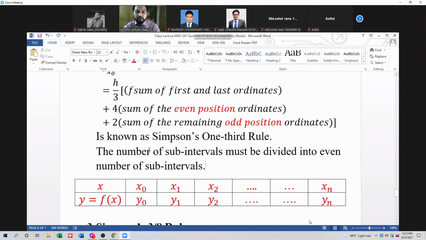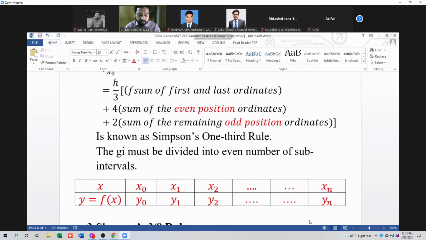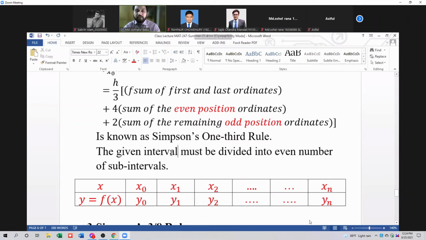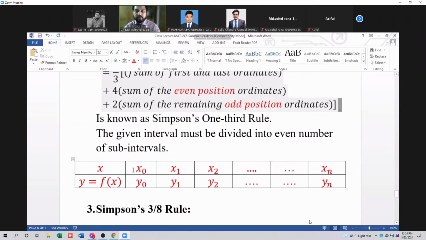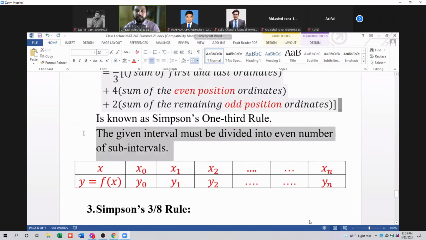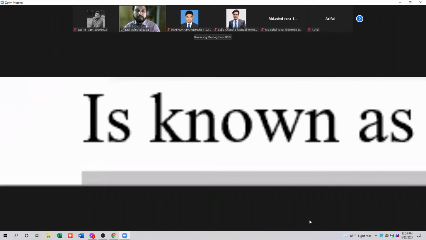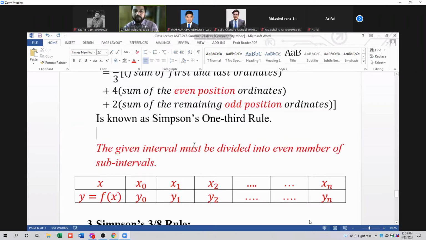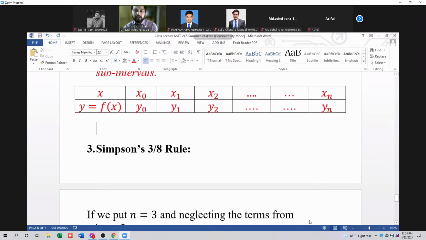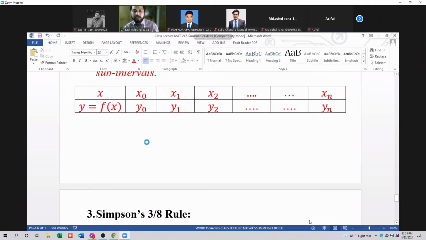Or we can write: the given interval, meaning the interval is given as x0 to xn. So this given interval must be divided into an even number of subintervals. That is the condition for the Simpson one-third rule.